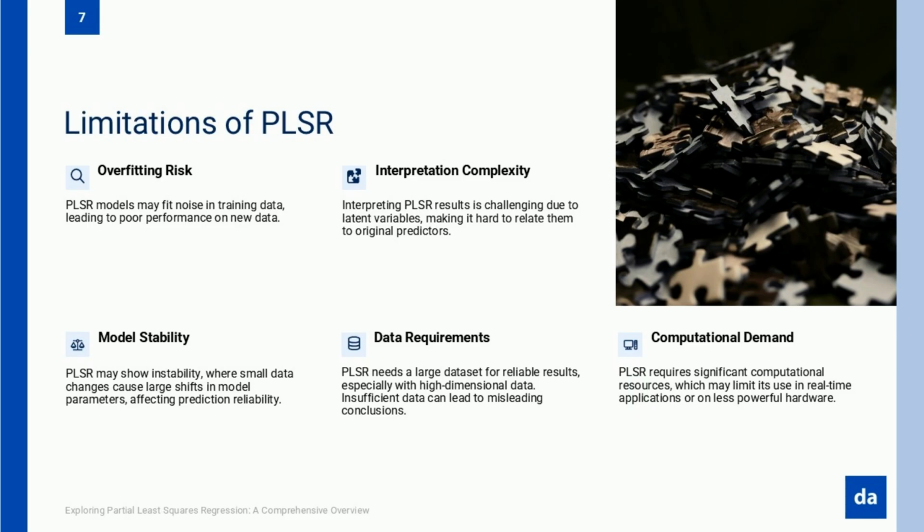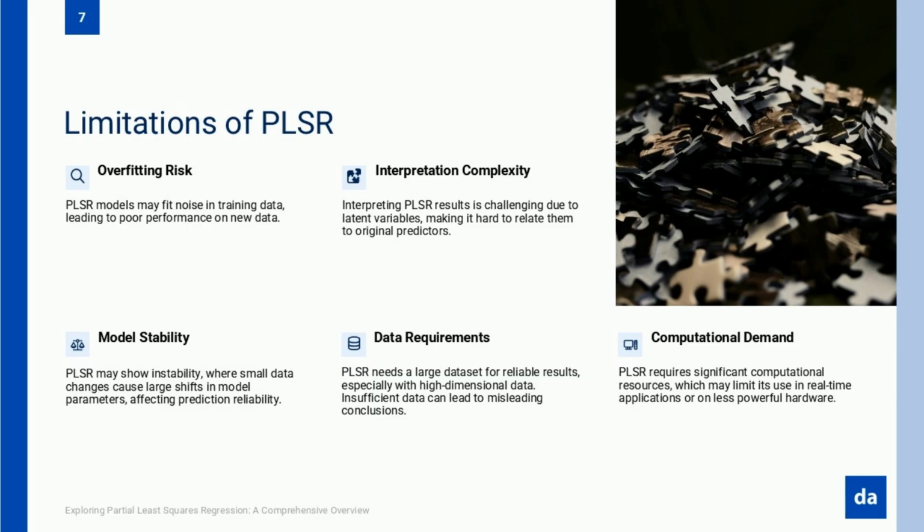Let's talk about the limitations of partial least squares regression, because knowing where it struggles is just as important as knowing where it shines. First up, interpretation complexity. PLSR loves working with latent variables, but that means the original predictors get transformed into abstract components. Unlike traditional regression, where you can directly interpret coefficients, PLSR makes you do a bit of detective work to understand what's actually influencing your results. It's like trying to understand a conversation when half the words have been replaced with emojis. You get the general idea, but it's not as clear as you'd like.